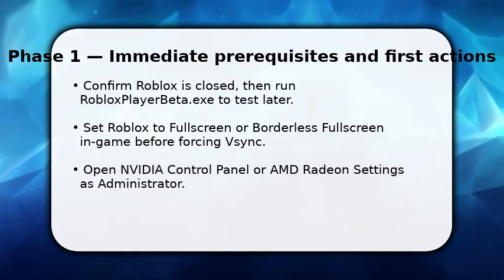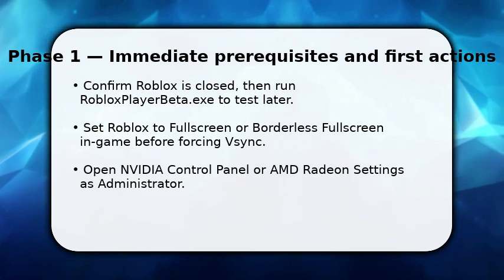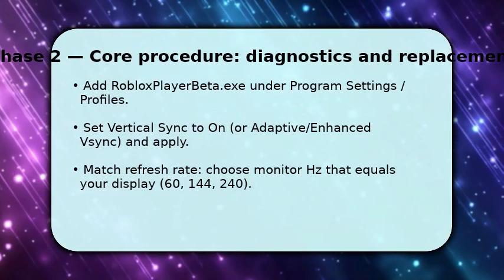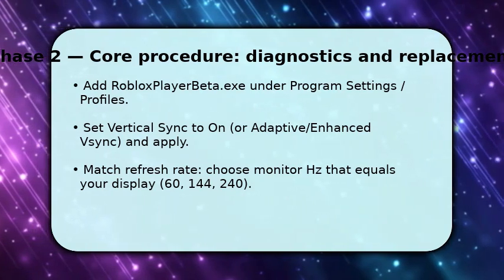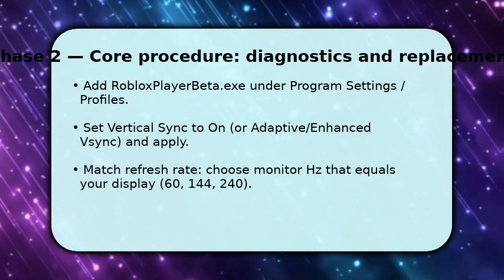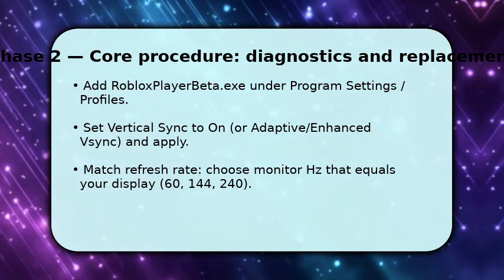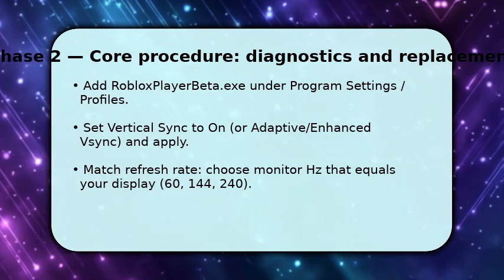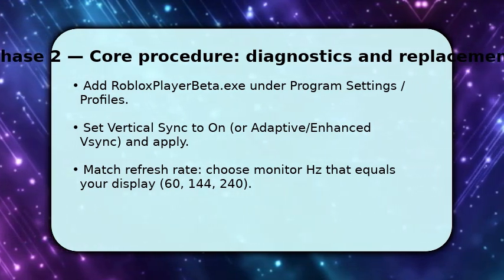Now locate the Program Settings or Profiles section. We'll add RobloxPlayerBeta.exe as the program to target. With RobloxPlayerBeta.exe selected, set vertical sync to on, or use adaptive/enhanced if you want reduced input lag when FPS is capped. You do this because the GPU will cap frames to your display's refresh, eliminating screen tearing.